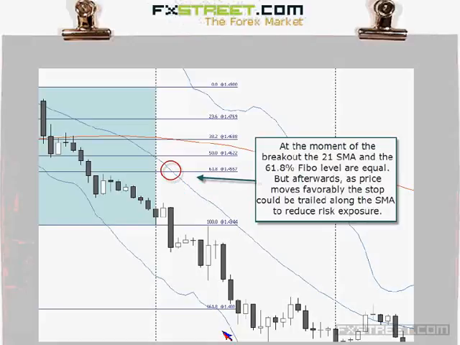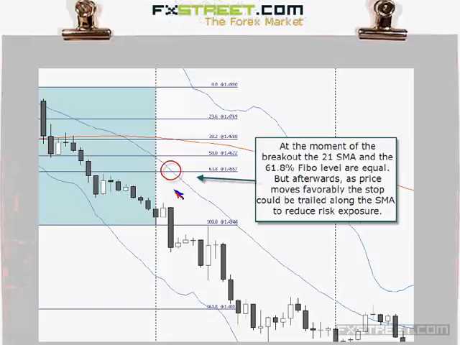Another example here. At the moment of the breakout, we see here this square is the price box of the previous day. Here we have midnight, and here we have the breakout. At the moment of the breakout, the 21 and the 61.8 Fibo levels are equal. So the stop would be placed beyond those levels. But since the movement is favorable, I could trail the stop alongside the 21. In fact, this breakout is outside of our time window. I just took it as an example for a confluence between the Fibonacci level and the 21 moving average.